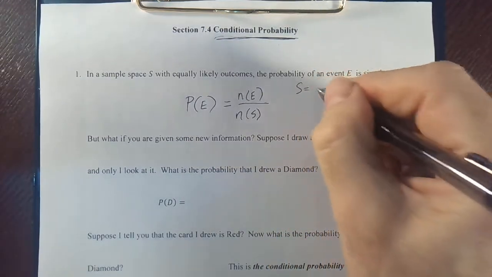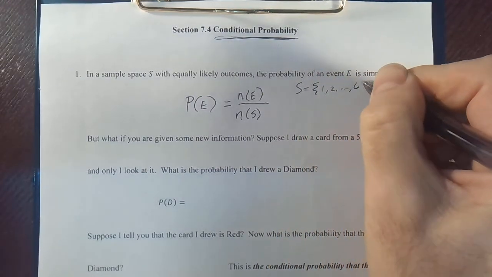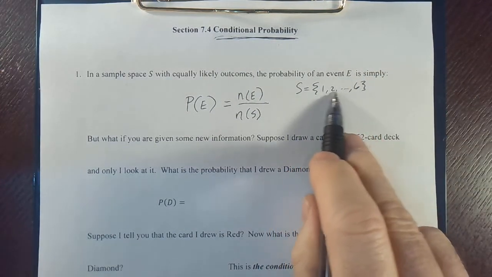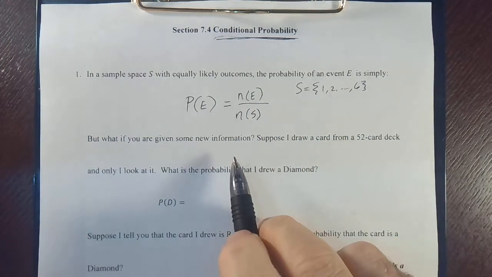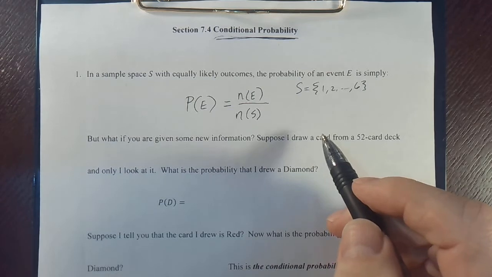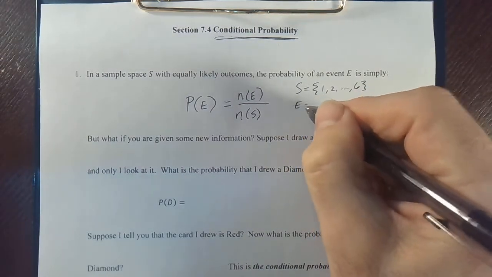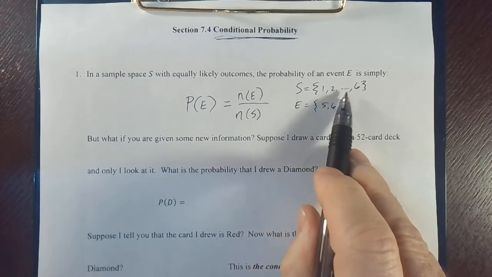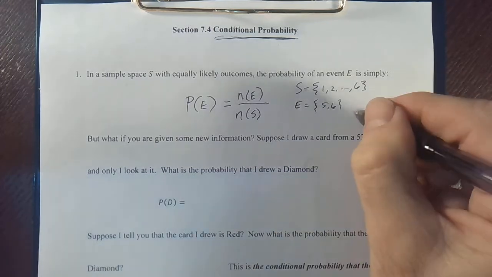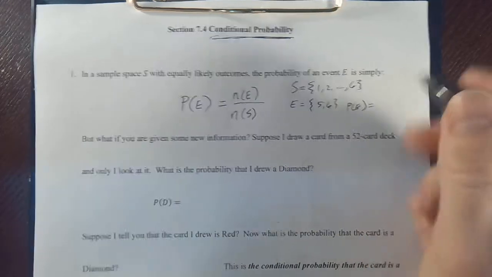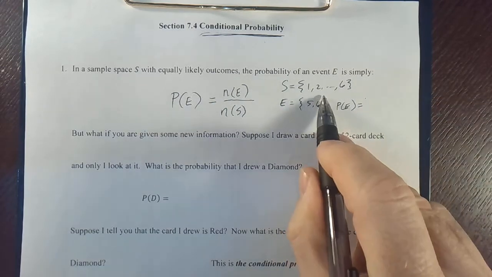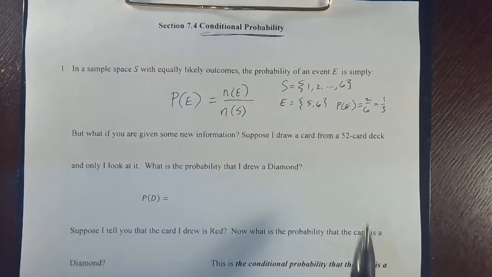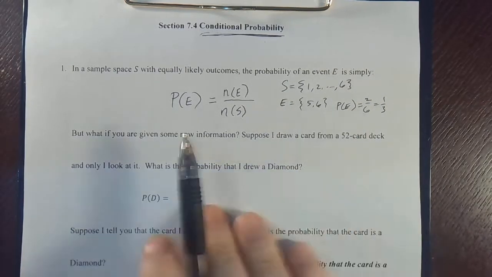For example, if you had S being 1 through 6, like the experiment was simply rolling a die, that's all the possible outcomes. If our event were the probability that, let's say it's 5 or 6, that means this event occurs if we roll a 5 or a 6. The probability of E would simply be the number of elements in E over the number of elements in S, which is 2 over 6, or 1/3. So 1/3 of the time you're going to roll either a 5 or a 6.